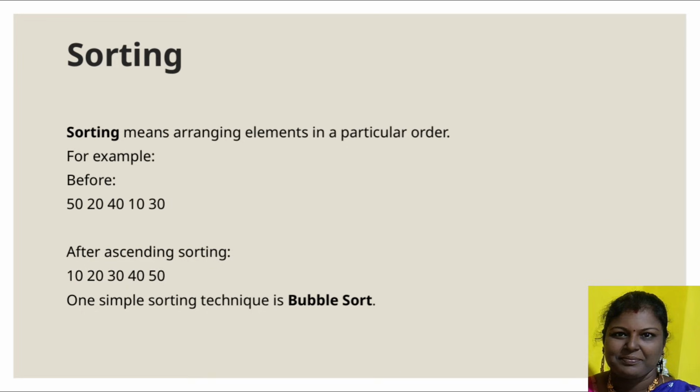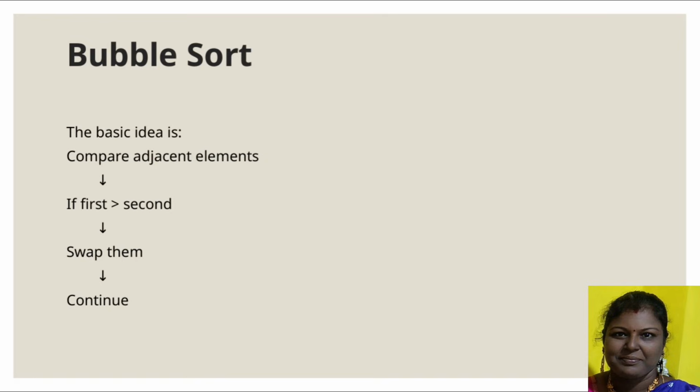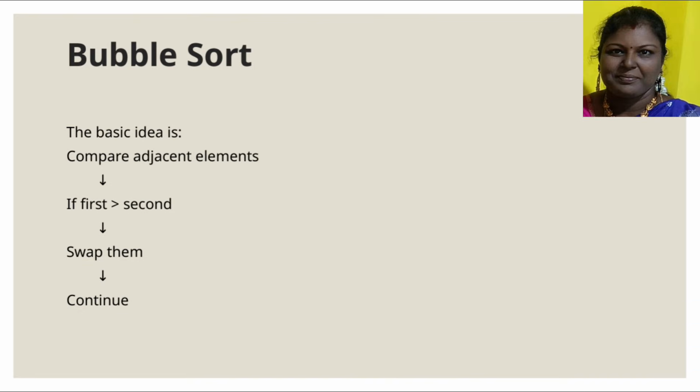Let's break down the basic idea behind bubble sort. We start by comparing 2 elements right next to each other. If the first one is bigger than the second, we swap them. Then, we move on to the next pair and do the same. We keep repeating this process, bubbling the largest values to the end with each pass. It's simple, but effective, a foundational sorting method that helps us understand more complex algorithms.